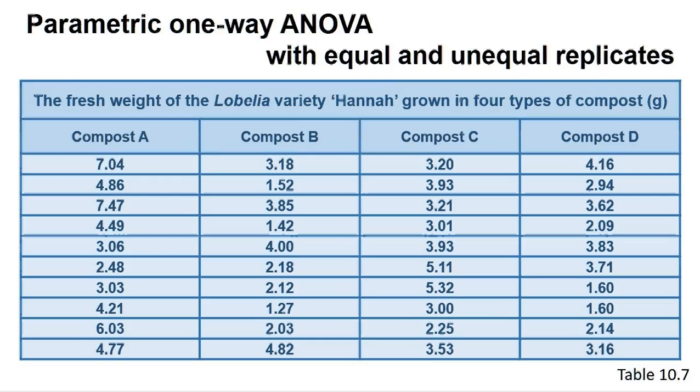samples. For example, Table 10.7 gives the fresh weight of the lobelia variety Hannah grown in one of 4 types of compost 8 weeks post-weaning from a tissue culture environment. The question is whether any of the compost promotes superior growth of the plants. There are 2 common parametric one-way ANOVA tests implemented by programs, and which one you will use depends on whether the variances are similar or not.